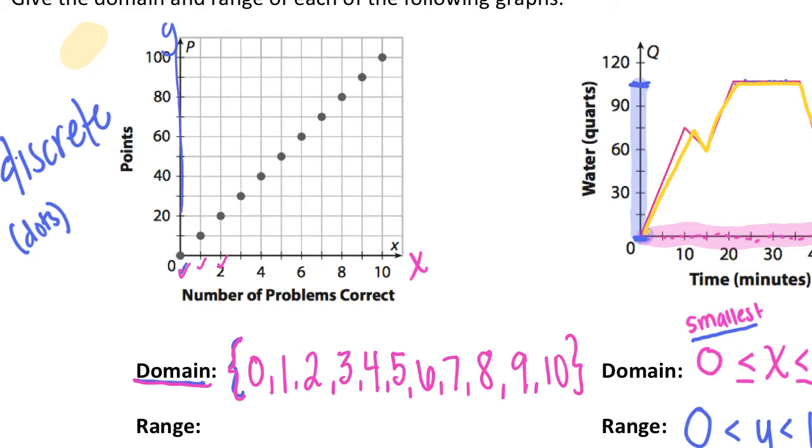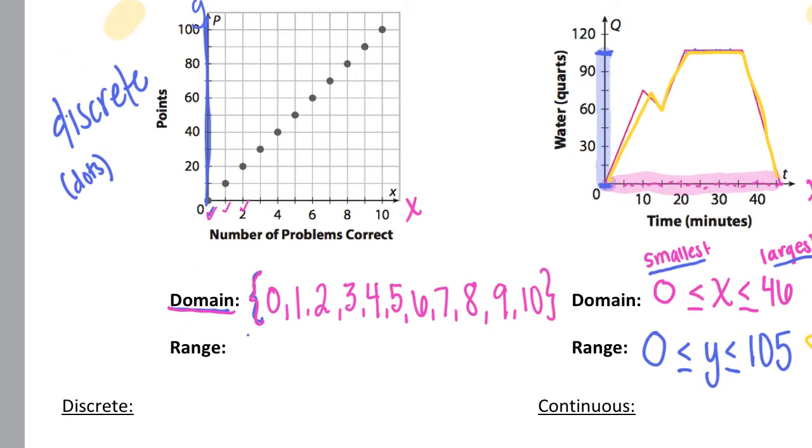Remember our range, we're looking at the y-axis. The first y value that the graph takes on is 0. And then what's right in between 0 and 20, this point is at 10. Then 20, all the way up to 100.